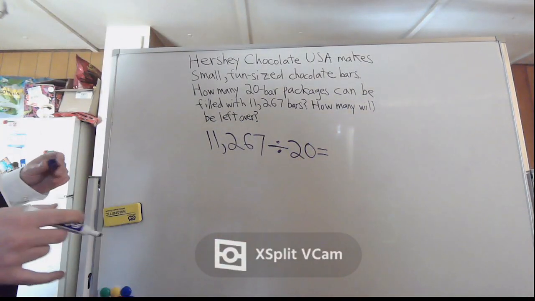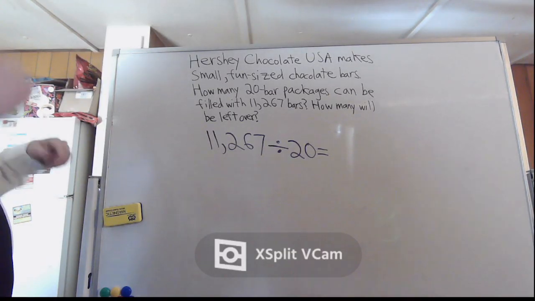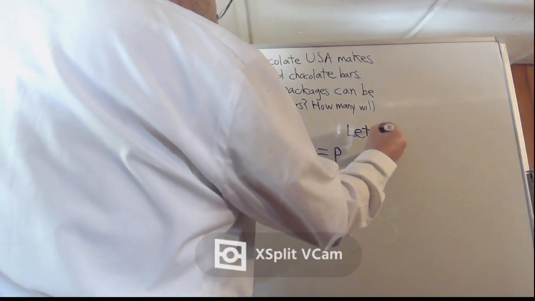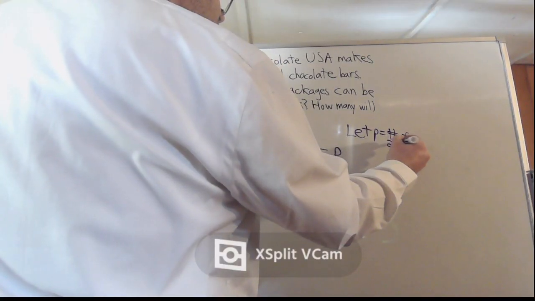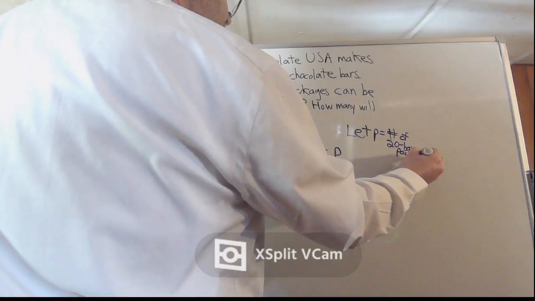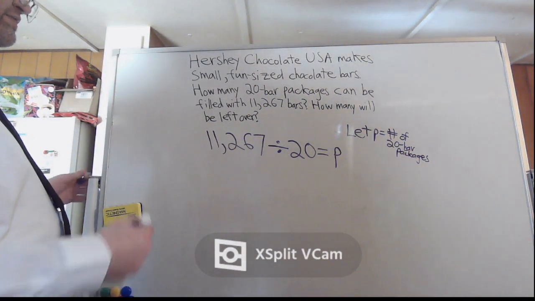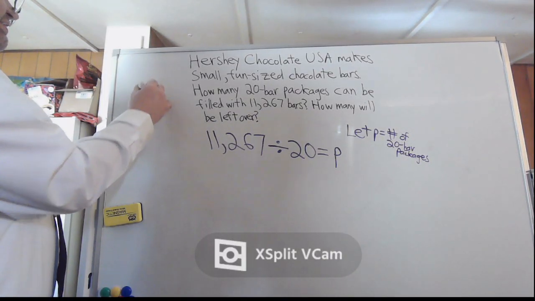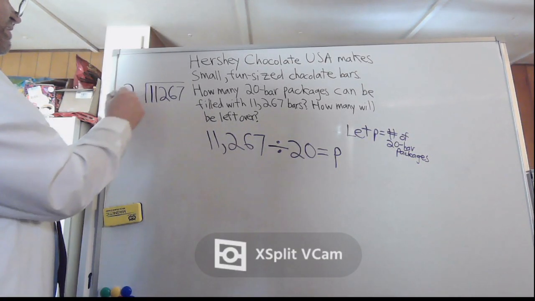Now we need to pick a variable to represent the solution. How many packages? I'm going to say P. That's a good variable. So let P equal the number of 20-bar packages. So now you're simply left with another long division problem here. We got 11,267 divided by 20.